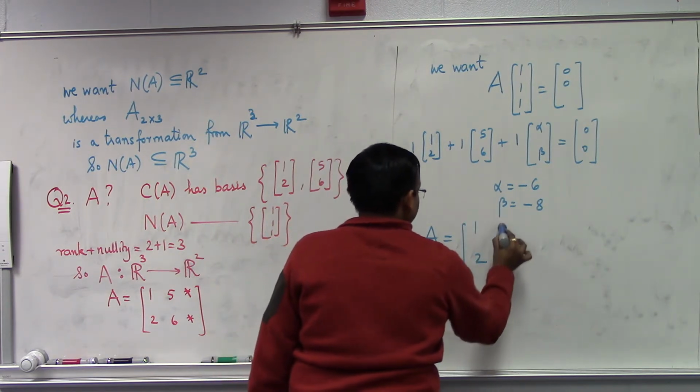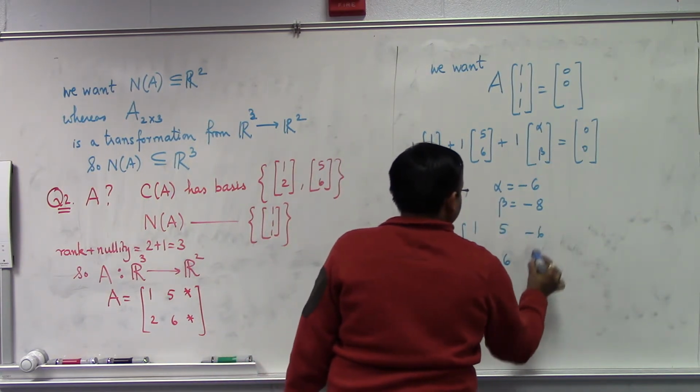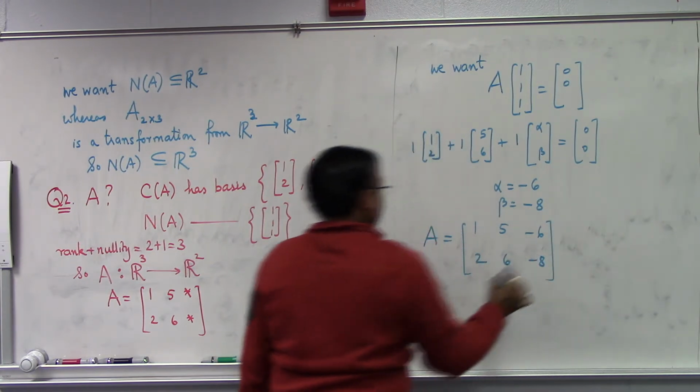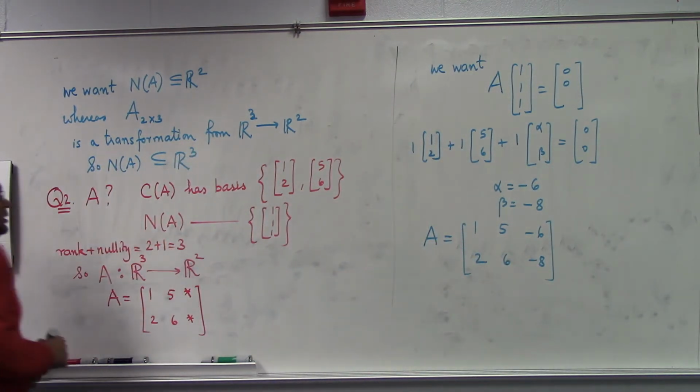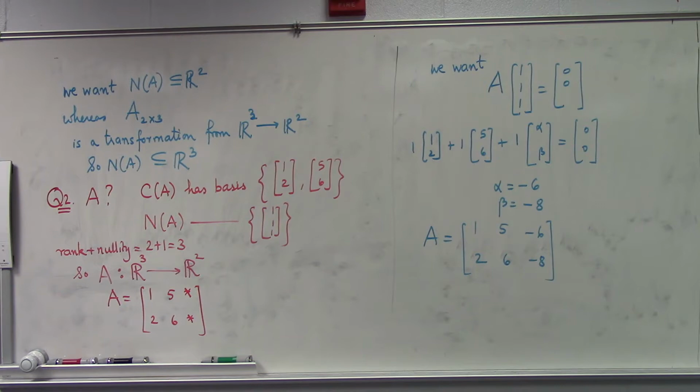And once I do this, then I have what I want. I have a matrix A whose column space is spanned by these two vectors and whose null space is spanned by the vector (1, 1, 1). So courtesy of the rank nullity theorem, we can do a lot of things nicely, and we can take it from there.